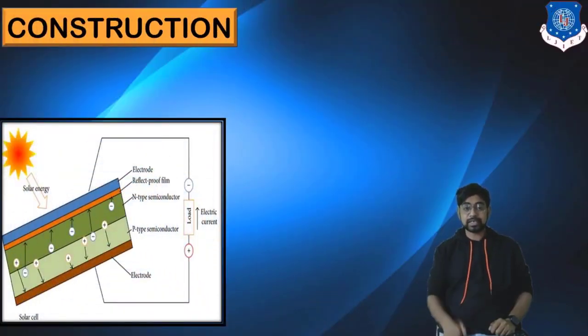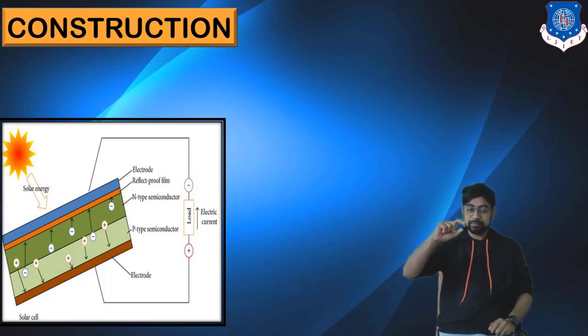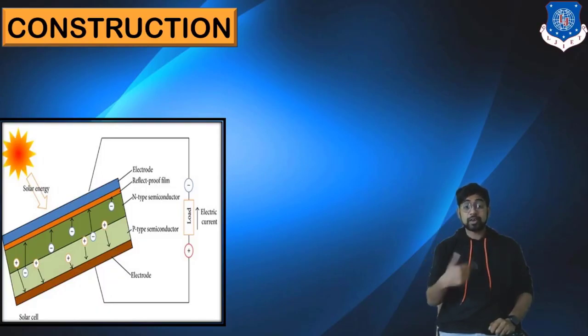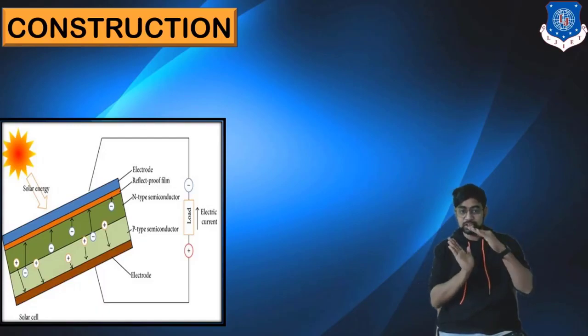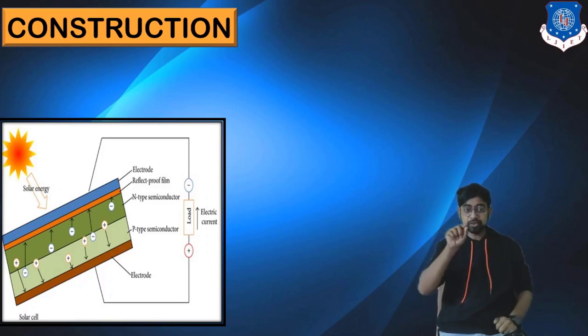Now let's go with the construction of it. The construction is very simple. You have the p-n junction right there, and electrodes are connected in the form of metal for better connectivity as well as better conductivity. These metal strips are used just above the p-n junction. You also have a reflective film, which helps concentrate more photons on it, and it is connected across the load.